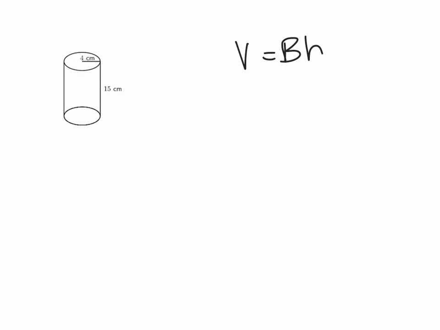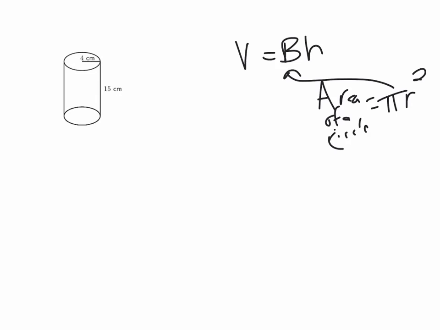But for a circle, since we're just talking about cylinders, the area of a circle, we should know the formula because we've been talking about this for a while. The area of a circle is pi r squared. So that becomes your B. So the volume of a cylinder is pi r squared times your height. Okay? So the two variables we need to figure out are your radius and your height.